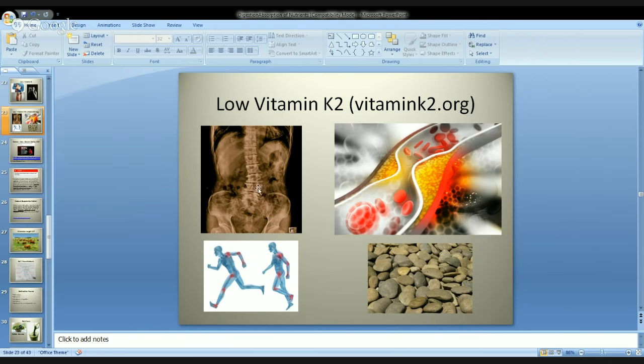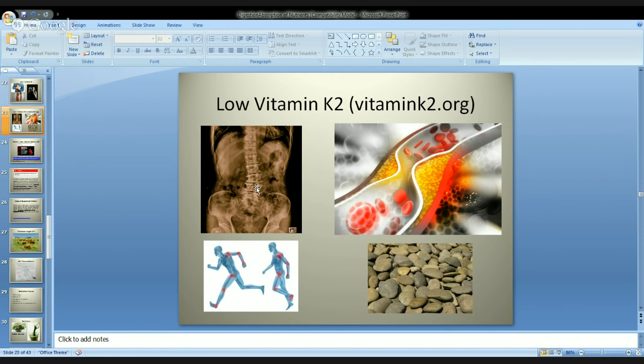And what K2 will do is it prevents bone spurs. It prevents bunions. Why do you think people get these bunions? That's like a calcium deposit on your big toe. There's also a condition called stenosis. That's when the spinal column suddenly gets smaller. Well, guess what that is? That's calcium plugging up the spinal column.